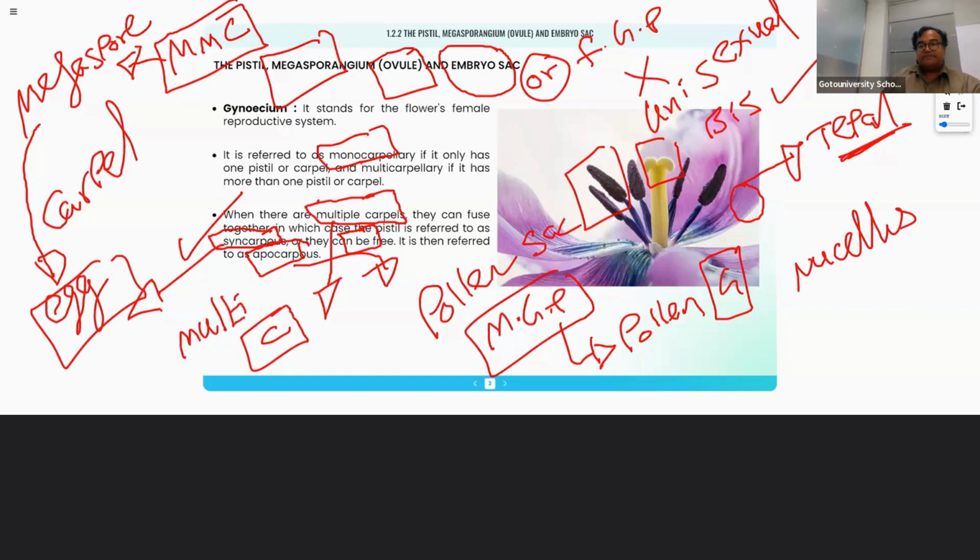Inside the ovary where? In the ovule outer cover, nucellus is present. This nucellus is having what? Megasporangium. Megasporangium is having what? Megaspore mother cell. Megaspore mother cells make what? Megaspore. Megaspore is going to become what? Embryo sac. Embryo sac is going to make what? Egg. So we need to ask n number of times, okay, between us.